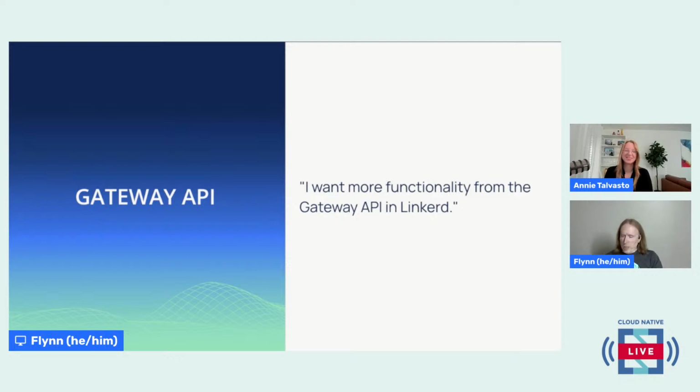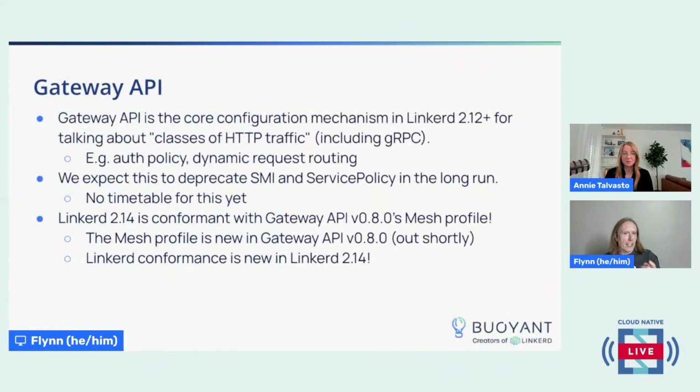Okay. Gateway API. As of Linkerd 2.12, we started using the Gateway API as sort of the core mechanism to describe classes of HTTP traffic, very much including gRPC. And this is a thing that's kind of a big deal. We say this every time, that we expect it to deprecate SMI and service policies and things like that. We still do not have a timetable for that. You are still free to continue using those mechanisms from older versions of Linkerd. They will still work. But Linkerd 2.14 is actually conformant with Gateway API version 0.8.0's mesh profile. This is kind of a big deal.